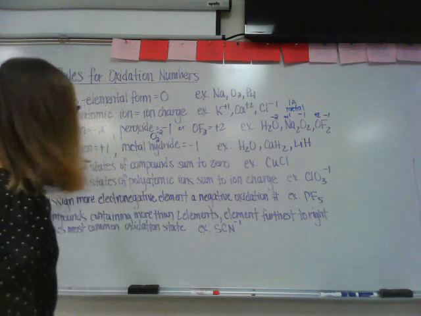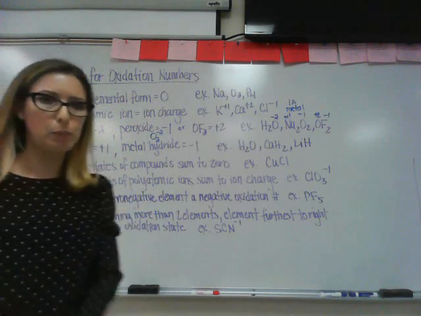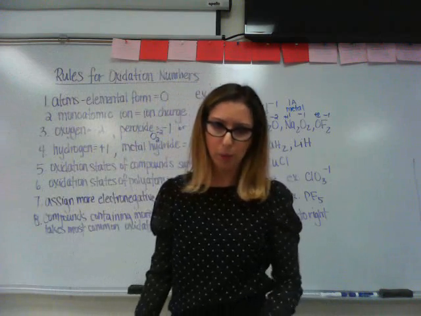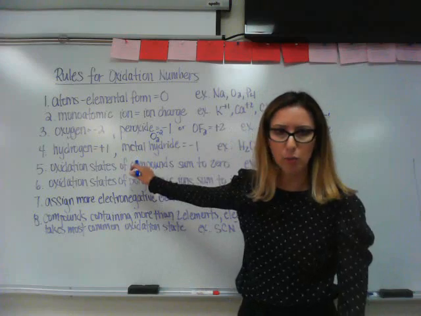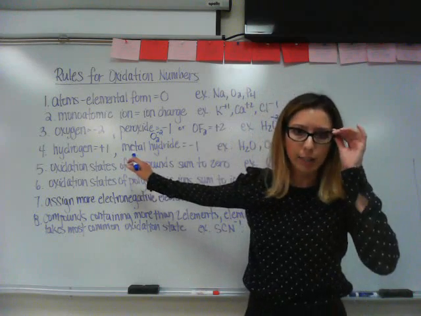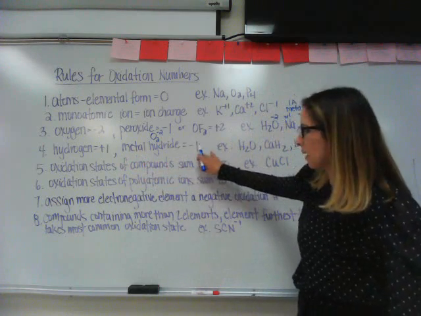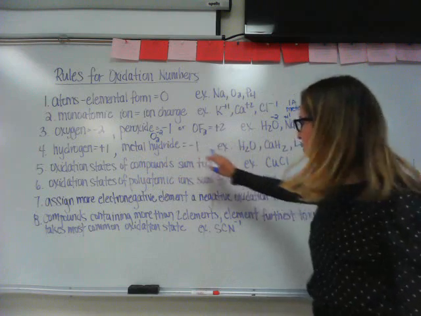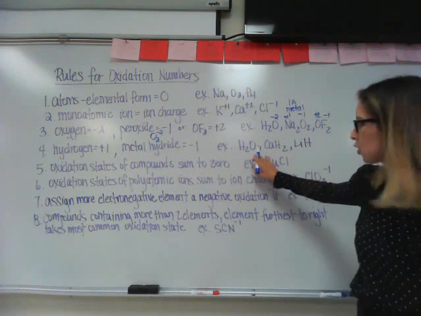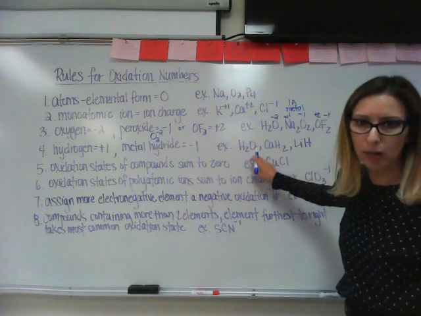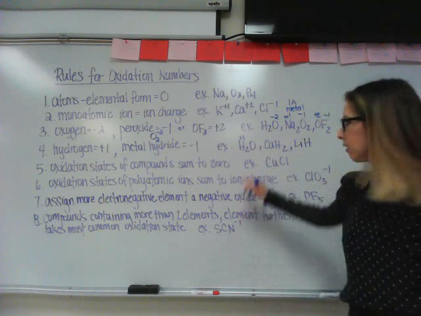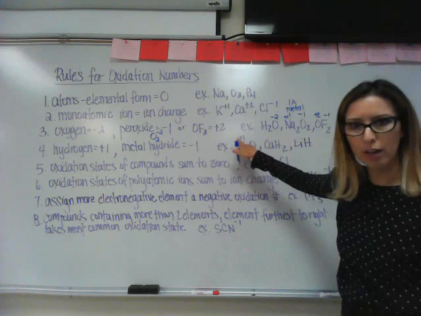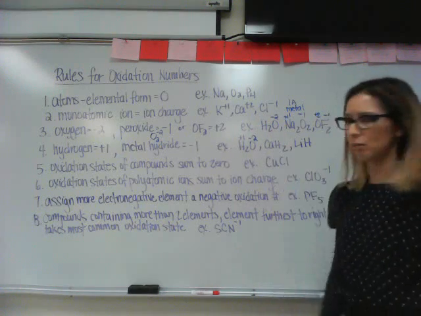The next rule, hydrogen is almost always +1, which is the same as its charge on the periodic table, so that makes it easy to remember, except when hydrogen is with a metal, and they call this a metal hydride. When hydrogen is with a metal, it has an oxidation number of -1. So if you look at the examples that I've given you, we have H2O. Well, hydrogen here would be a +1. And if you have 2 hydrogen and a +1, then your oxygen must be -2, right?